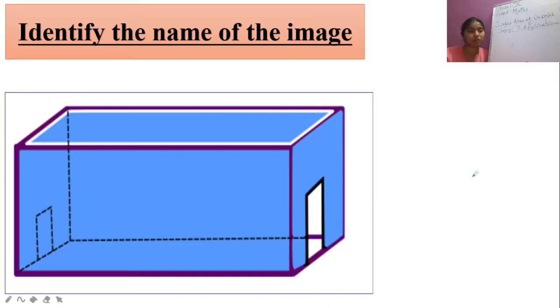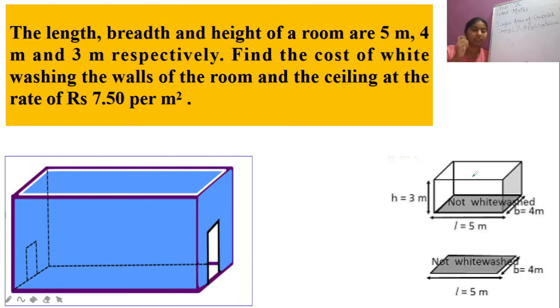Now students, you have to identify the name of this image. What do you see in front of your screen? Do you see any house? Yes, a cuboidal house. Very good students. So see, we have a question where the length, breadth and height of a room are 5 meter, 4 meter and 3 meter respectively. Find the cost of whitewashing the walls of the room.